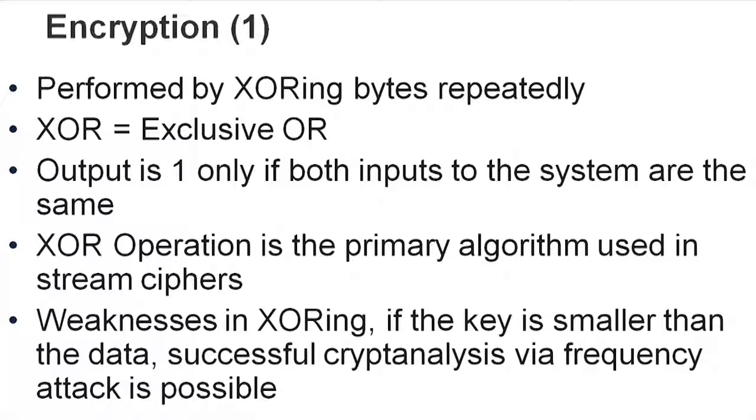So these two columns are 1s, this is a 1 and a 0. If you exclusively OR those, the rule is it has to be 1 or the other's a 1, not both. So if you have a 1 and a 1, it's going to be a 0. If you have a 1 and a 0, it's going to be a 1, because one or the other needs to be a 1, but not both. So the XOR operation is a primary algorithm used in stream ciphers.